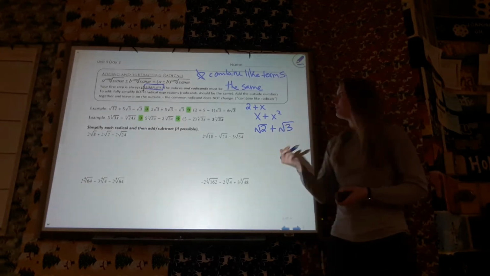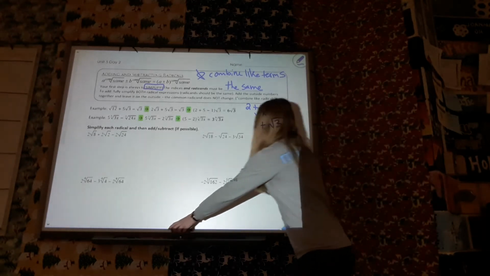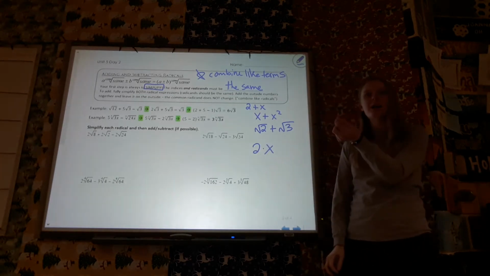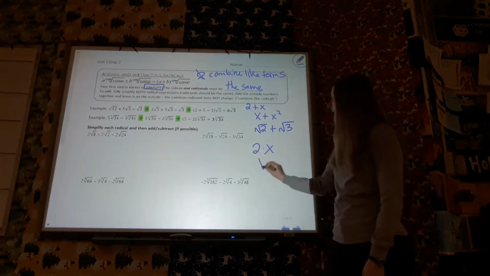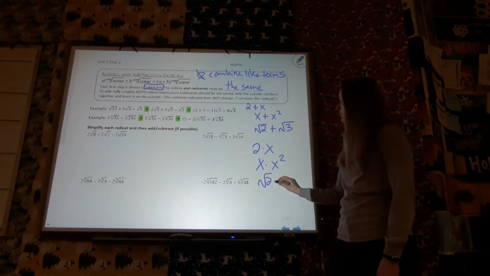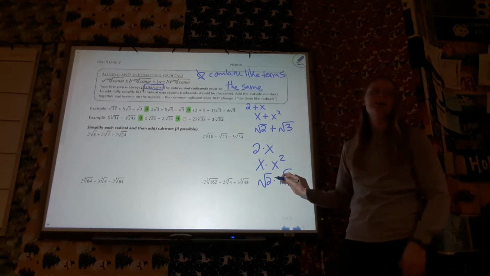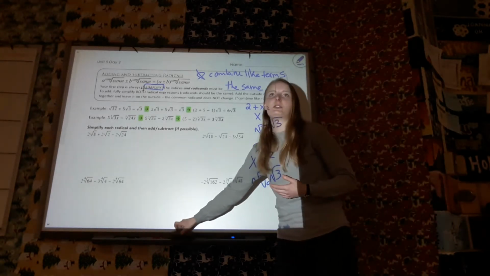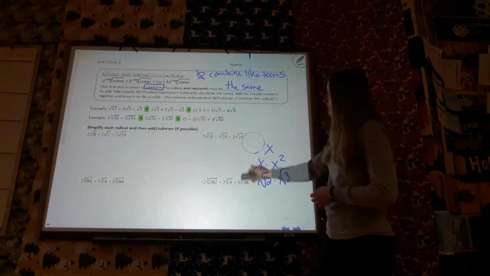Now, the way that it's different, what if I had done 2 times x? Can I multiply 2 times x? Yeah. Can I multiply x times x squared? Yeah. Can I multiply square root of 2 times square root of 3? Yes, the idea of like terms doesn't apply to multiplication. It only applies to addition and subtraction. So that is something you guys will have to remember.